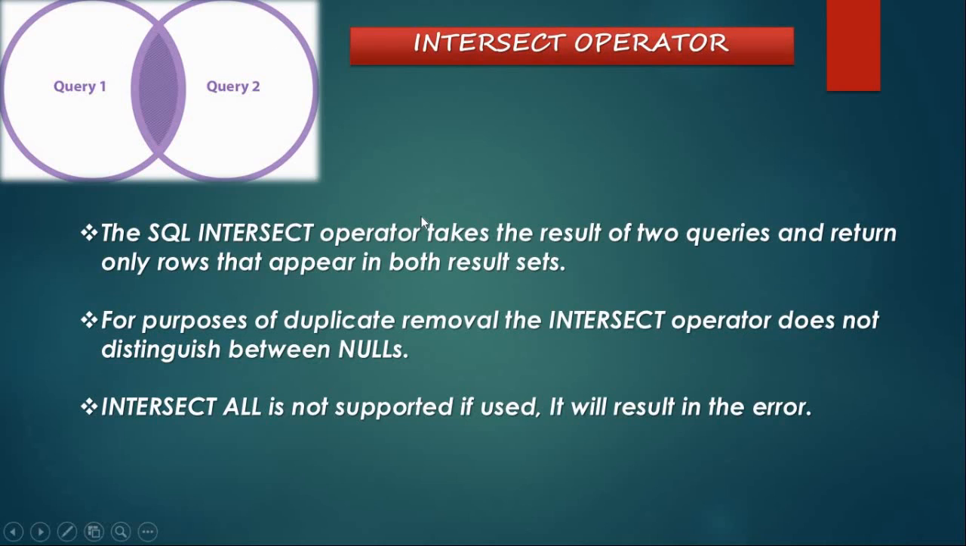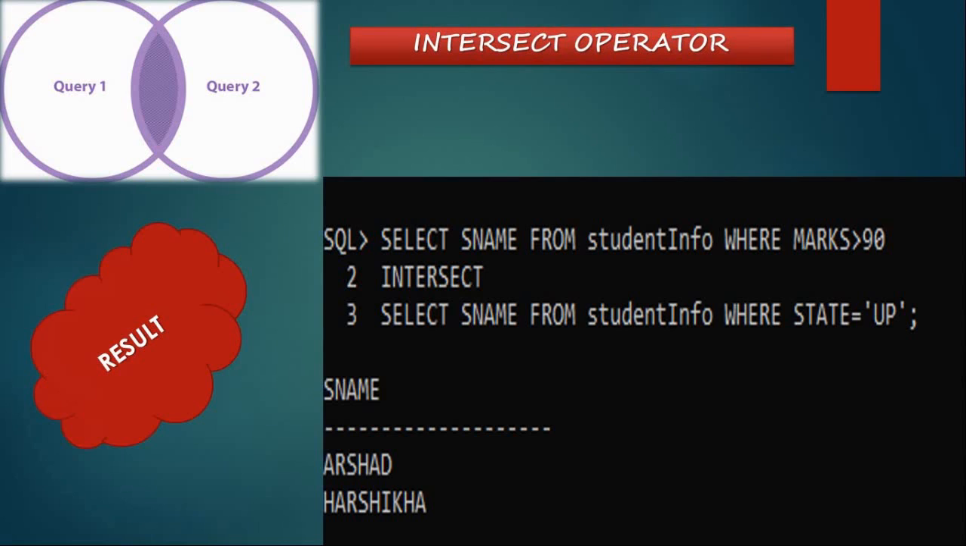The SQL intersect operator takes the result of 2 queries and returns only rows that appear in both result sets. For the purpose of duplicate removal, intersect operator does not distinguish between nulls. Also, we must remember that the all command is not supported with intersect. So there is nothing called intersect all. If you try to use that command in SQL, then it will give an error. Now let us go through an example.